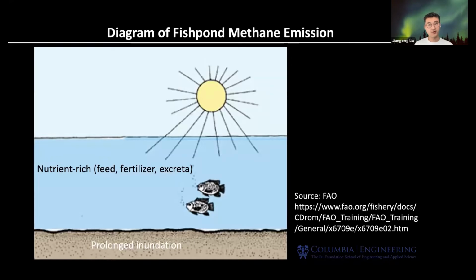So here's a diagram for a commercial fishpond. The water bodies for these fishponds are normally quite nutrient rich, so they receive feed from fishermen and fertilizer, and also the excreta from the fish. And this can provide the substrate for methane production. Also, the bottom soil of a fishpond can be prolonged inundated to create strictly anaerobic conditions, which also facilitates methane production.